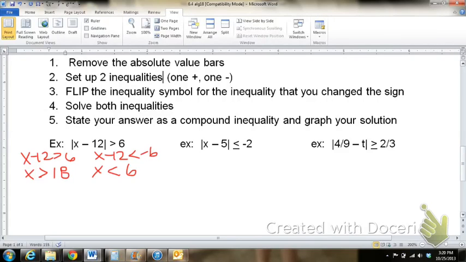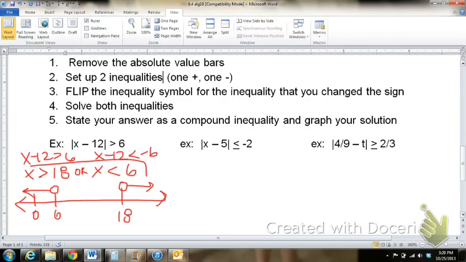Okay, so for me it's easier if I do the number line first. Both numbers are positive, so I'm going to do it this way. Shift my 0 to the left. 6 gets an open circle, and so does 18. Greater than 18 is this way, less than 6 is this way. So because when I graphed it, I got arrows that pointed in different directions, I know that my answer is going to include the word or.